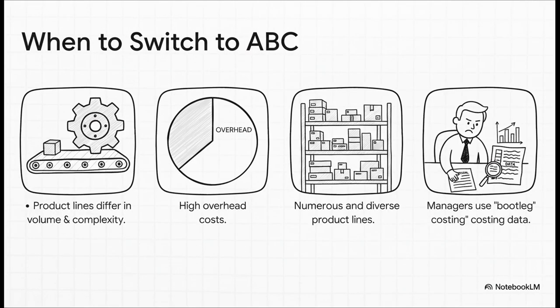So, how do you know if it's right for you? Well, there are several key indicators that suggest a switch to ABC is warranted. If your product lines are numerous and diverse, differing greatly in volume and complexity, that's a big one. Another is if overhead costs are a significant chunk of your total costs. But one of the most telling signs is when you discover that your managers are creating their own bootleg costing systems on spreadsheets because they no longer trust the official numbers. That's a huge red flag that your system has lost its credibility.